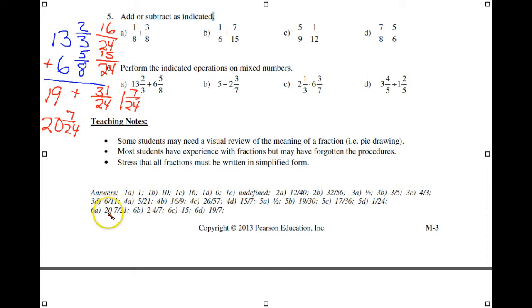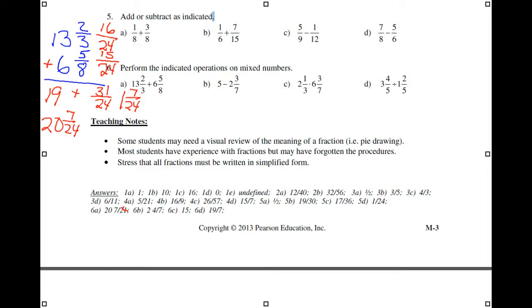So 20 and 7. Oh, I see they have a little error here. That should have been a 4. 8 and 3 is 24. Okay. And we copied it correctly. Every once in a while, you will find a little error there. Not a big deal. All right, let's do letter B.